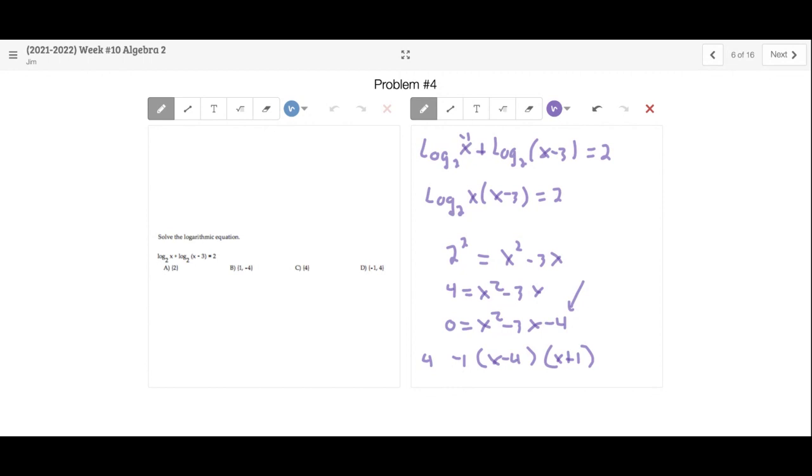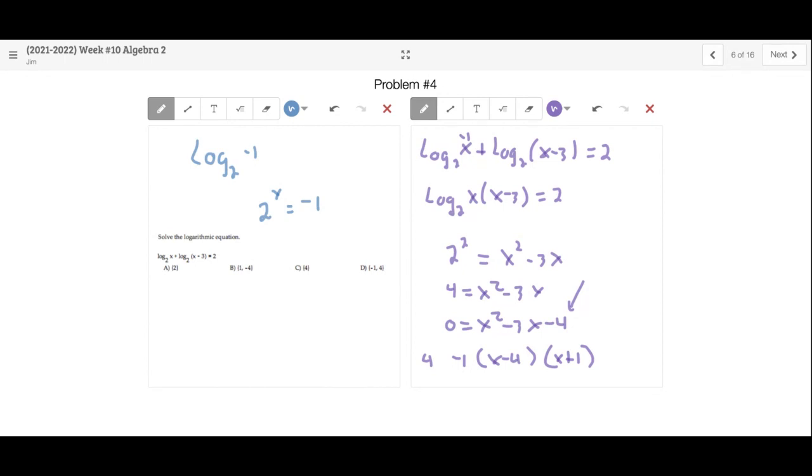Because if you put negative 1 back in, you get log base 2 of negative 1. There's no such thing. That's really asking 2 to what power is equal to negative 1? There is no number that will ever give you that. You can't take a positive number to an exponent and ever get a negative number. It doesn't work. So the answer should just be 4.